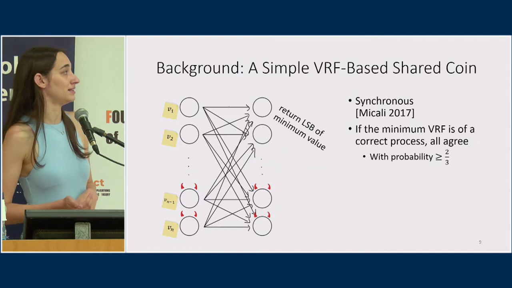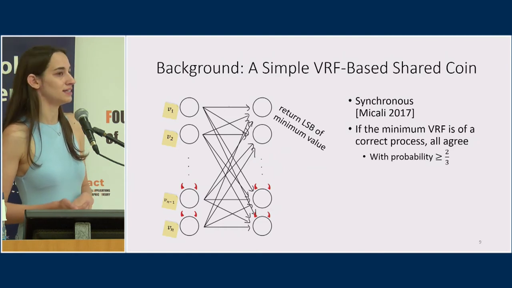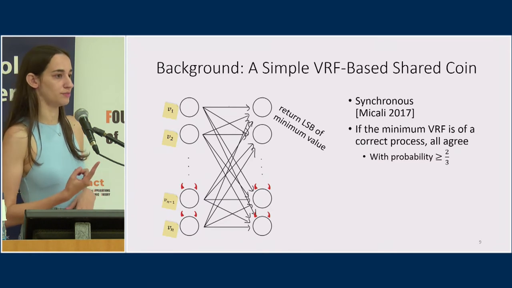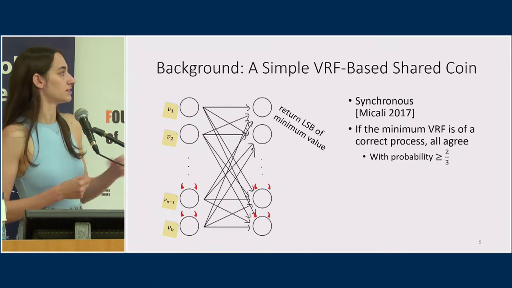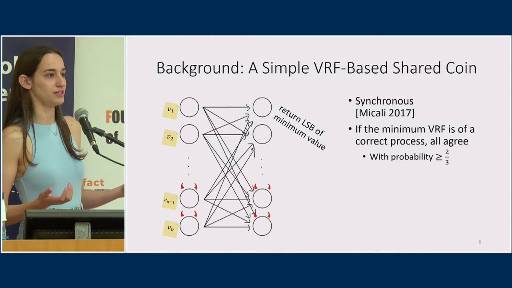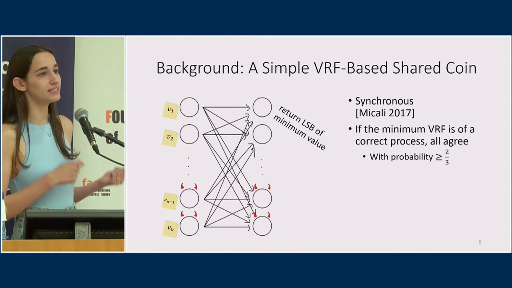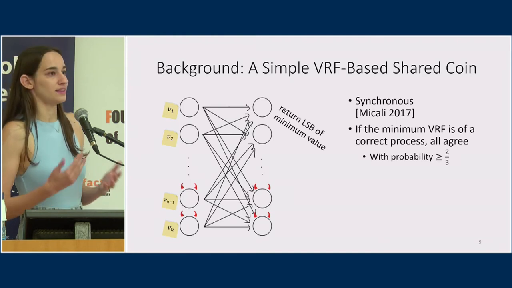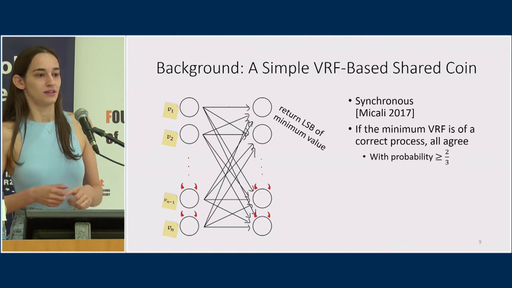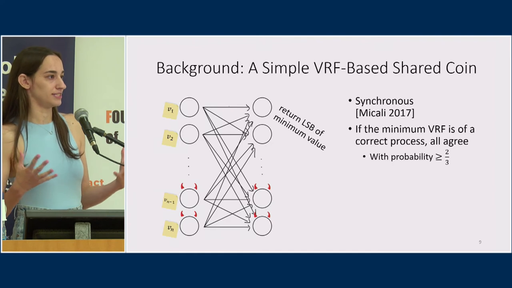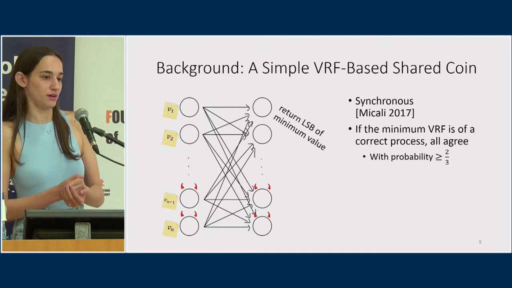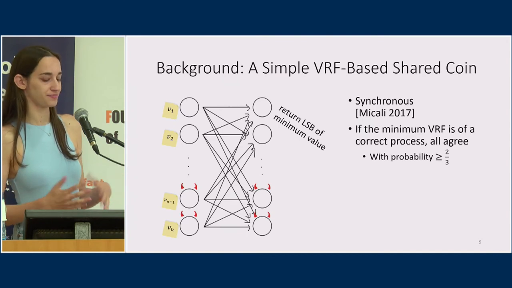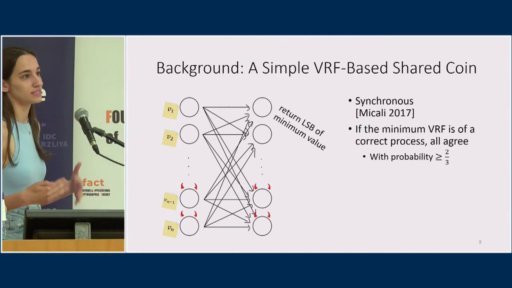We have Michaelis coin from 2017, which is very simple. It works in synchrony. We have one communication round. Each process on the left obtains some random number using a VRF, and it sends it to all other processes. Then at the end of the round, each process sees all the values that it received. It picks the minimum value among them and returns the least significant bit of this value. So in synchrony, it's quite simple.